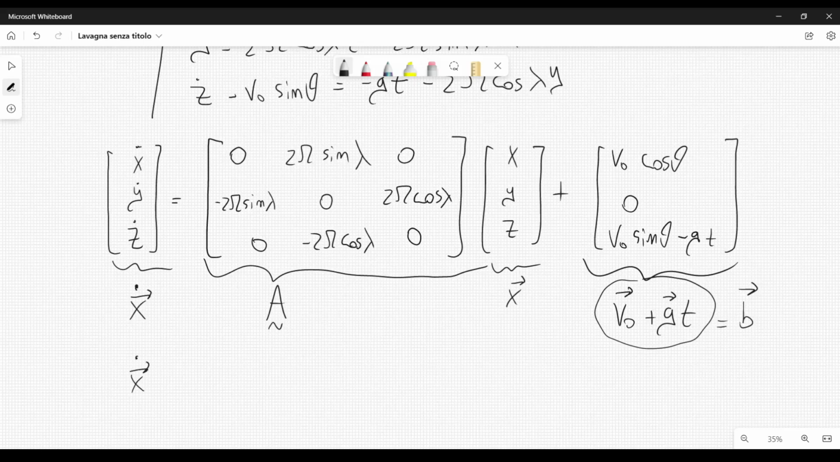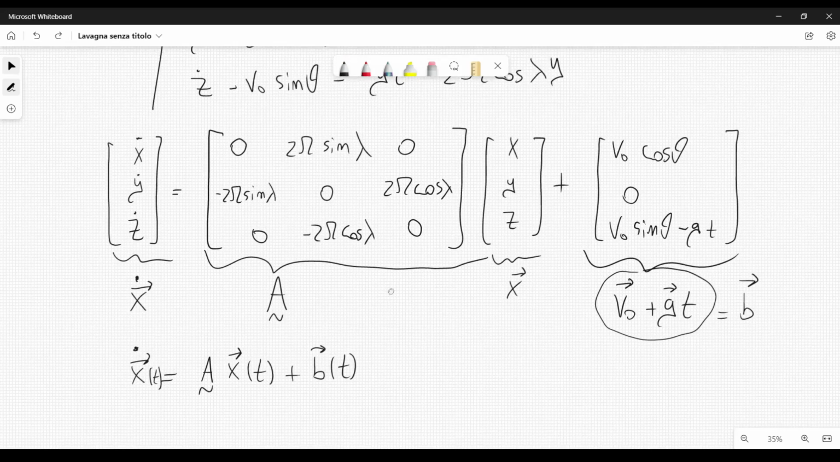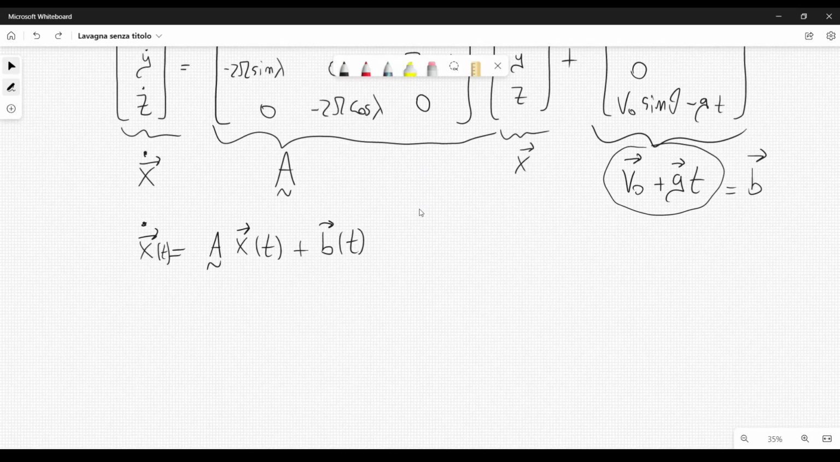x dot, which is a function of time, of course, is equal to A, which is a matrix that does not depend on time, as you can see. It's a constant matrix, so we can put A here, then here we have x of t plus a vector b of t. So this vector depends on time because you see that here we have time. It's linear in time.